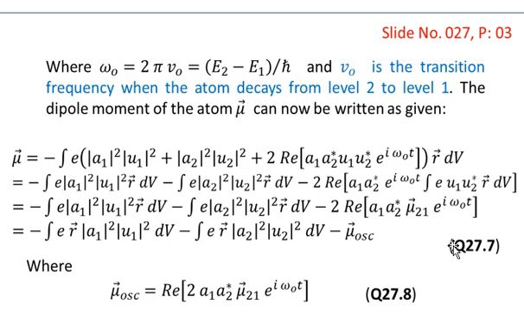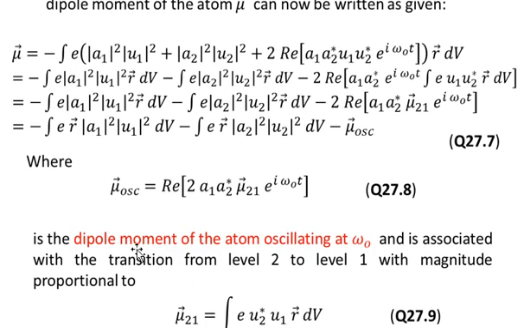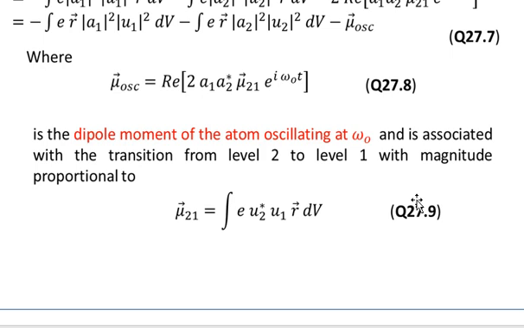And then you know that in the third expression we have introduced mu 2 1, and then in the fourth expression we have introduced mu OSC, that is oscillation, where mu oscillation OSC is given by the real part of 2 into A1 into A2 star into mu 2 1 e to the power iota omega naught t, as given in equation number 8. Now we explain these terms.